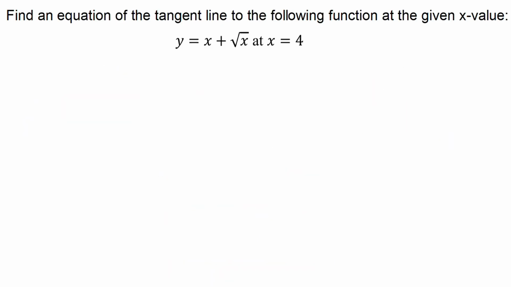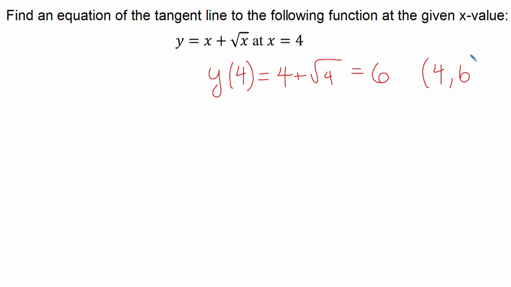For our next one here, y equals x plus root x at x equals 4. We're again just looking for our tangent line. So we'll evaluate this at 4 first. y of 4 is equal to 4 plus the square root of 4, which is just 6. So the point that we're looking at here is the point (4, 6).